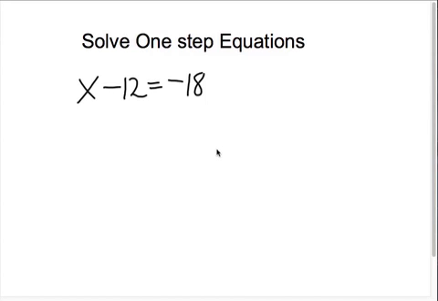We're going to build on this in school, so please take notes and copy down all the examples that you see. Our first example is x minus 12 equals negative 18. What I'm going to ask you to do for every single one of these problems is think about undoing whatever is happening to the variable. So we're undoing things. In this case, what's happening to the variable is it's being subtracted by 12.